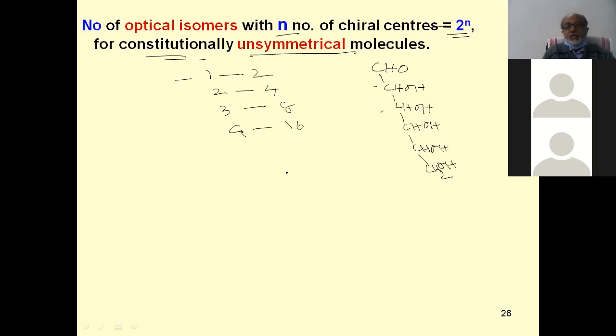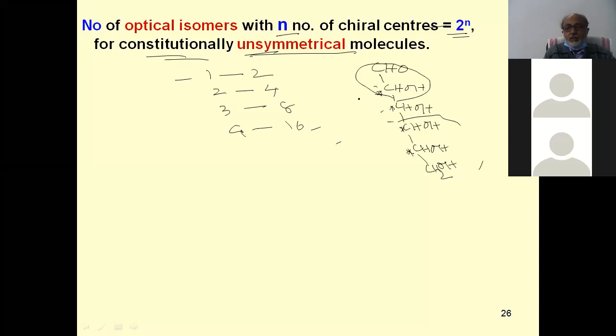Now, how many chiral centers are there? You tell me, one of you. How many chiral centers are there? Four. Yes, this is 1, 2, 3, 4. Four chiral centers. And this is constitutionally unsymmetrical, because you find here this carbon is bonded to one H, another OH, another this group, and another this group, which is different from the others.